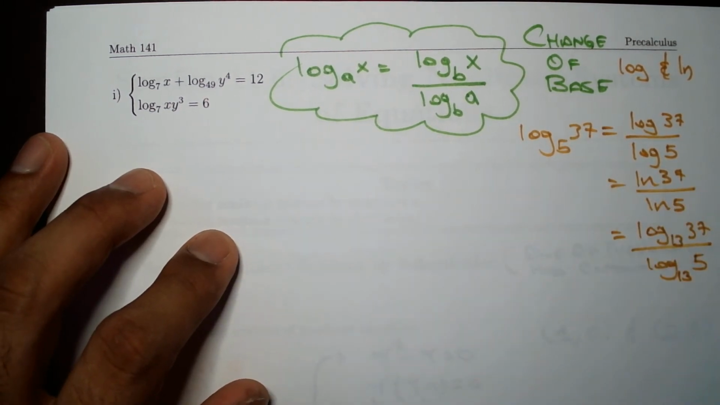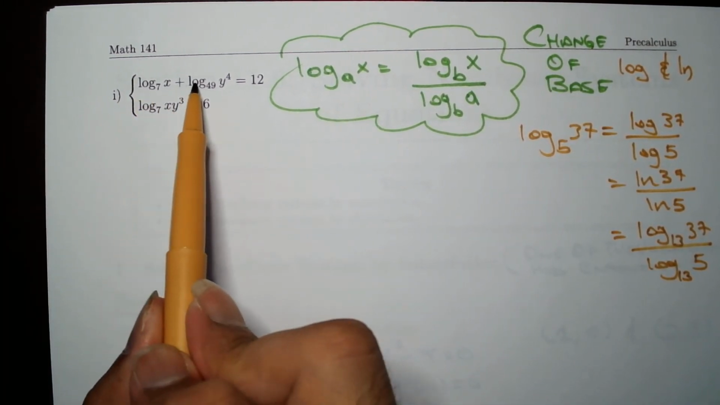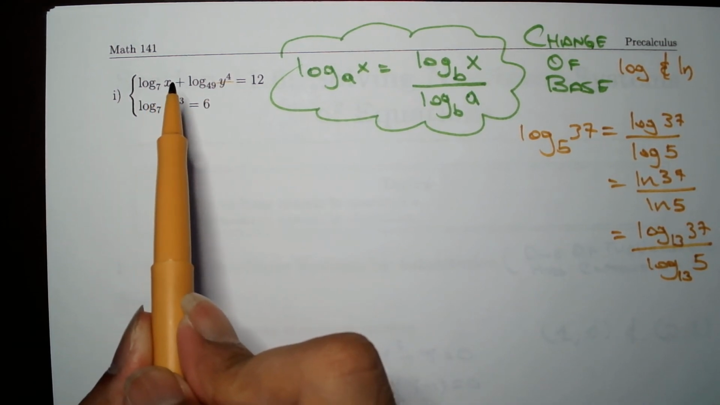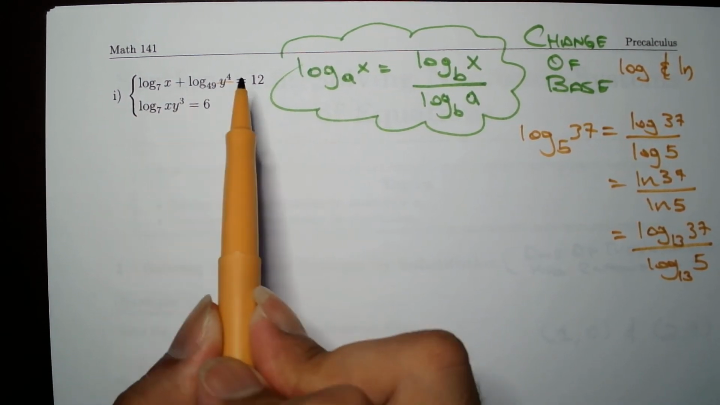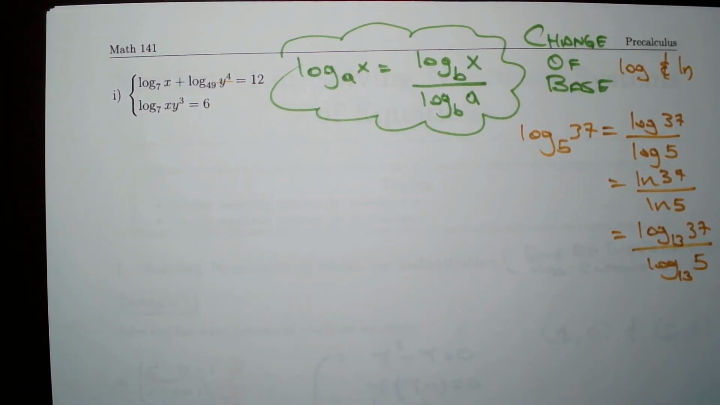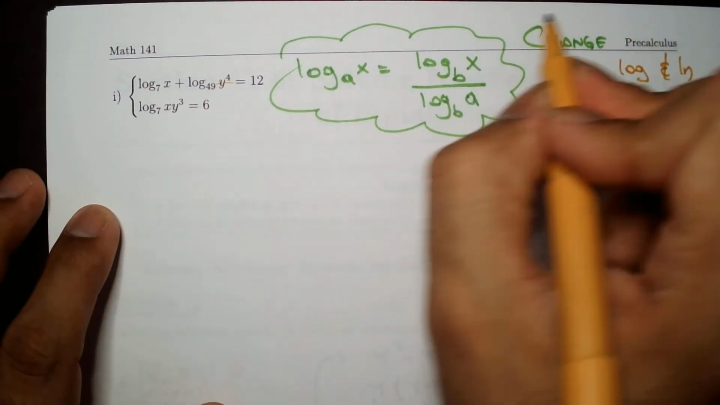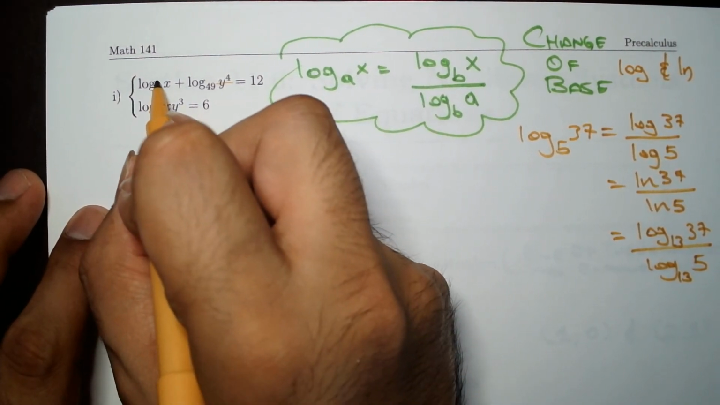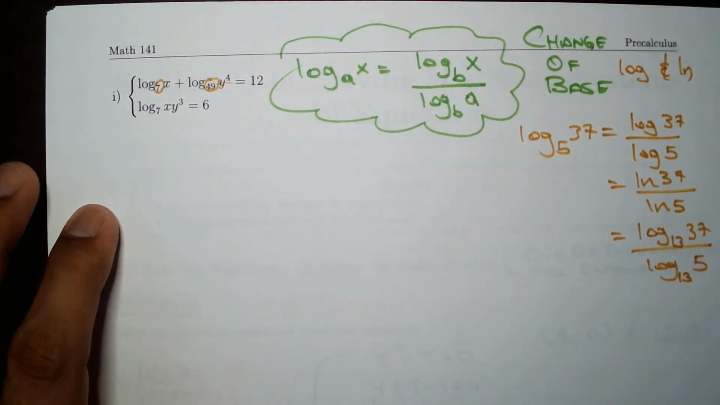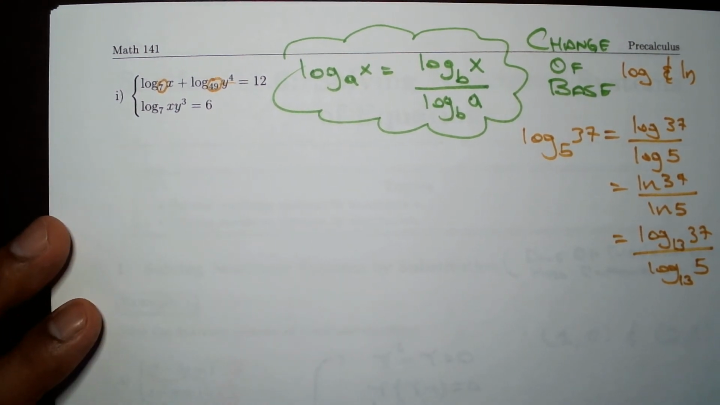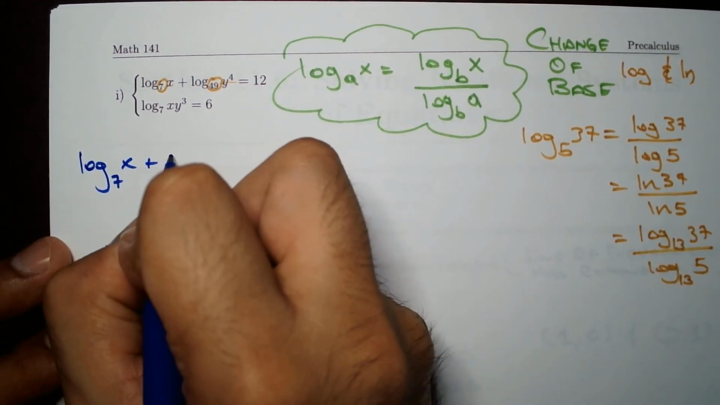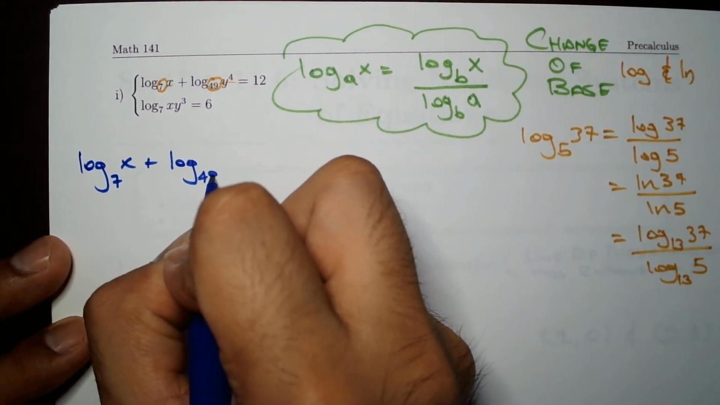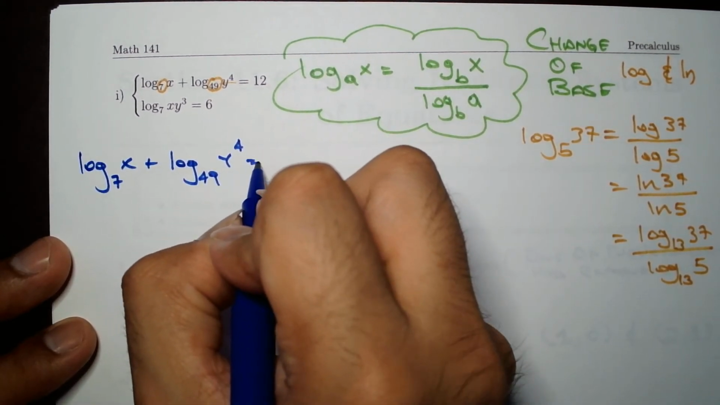And that's something that we are going to do in this case, because if you look at the first equation, we have a log base 7 plus a log base 49. We cannot use the addition to product rule for this pair of logarithms, because they do not have the same base. In order for these properties of log to work, they have to be in the same base. So we're going to do that trick. Let me write that down here. Log base 7 of x plus log base 49 of y to the 4th equals 12.